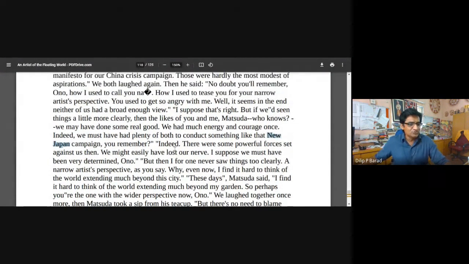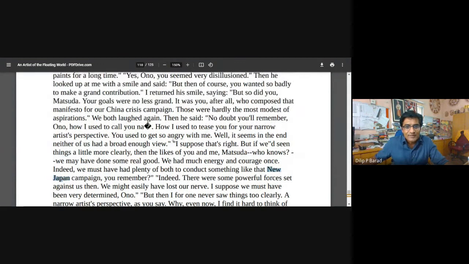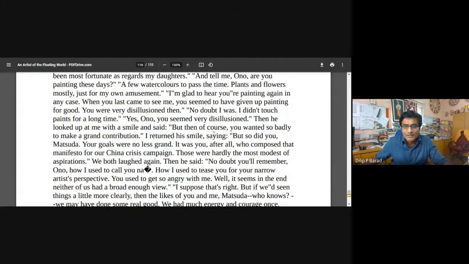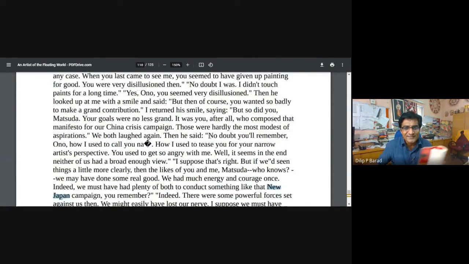So here, these two figures, the last scene that we want to discuss here. This is dying Matsuda. Matsuda is the character who diverted this artist Masuji from being an artist of the floating world towards the poverty-stricken people of Japan first, and then towards imperialism, then towards nationalism. That old fellow, and now they both are talking here.